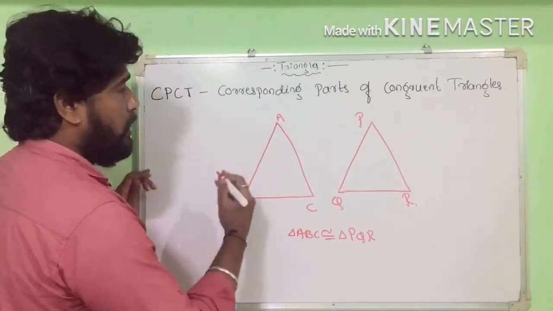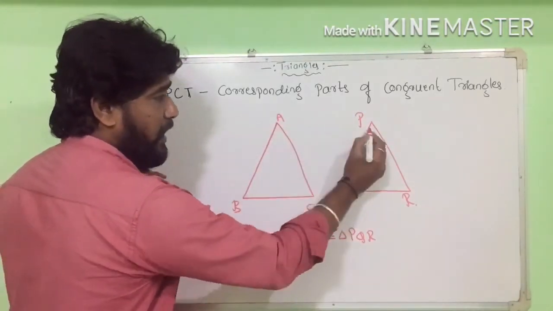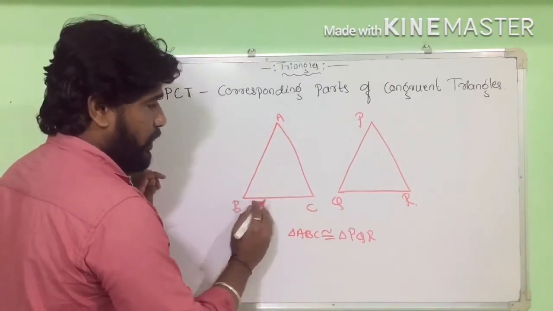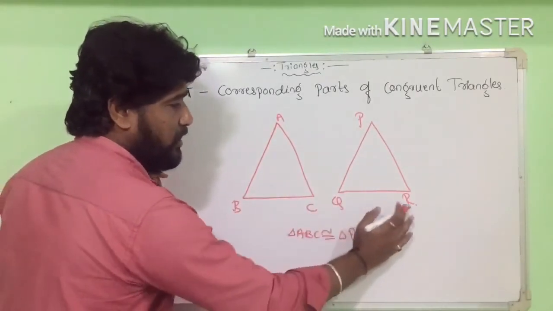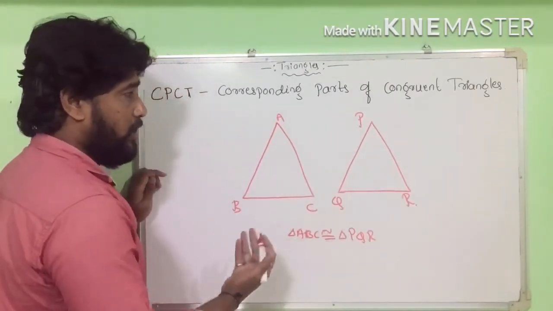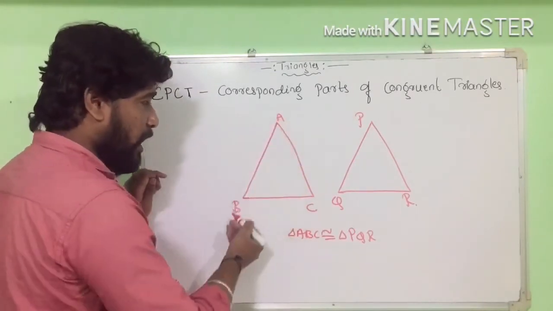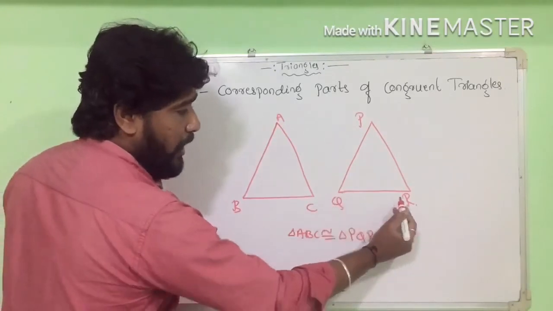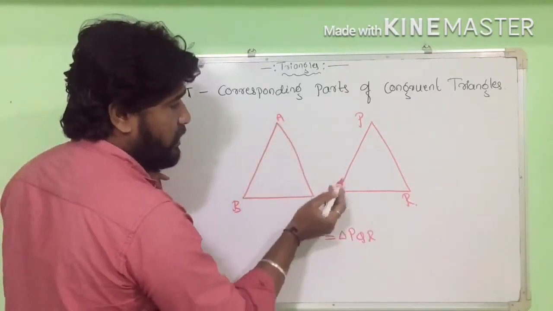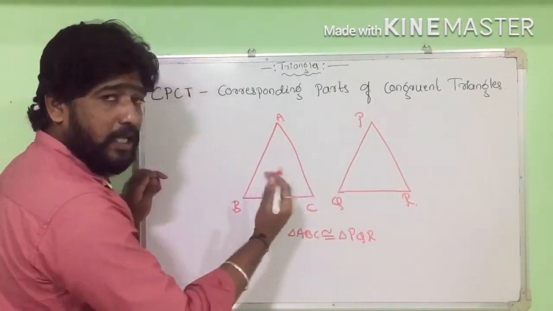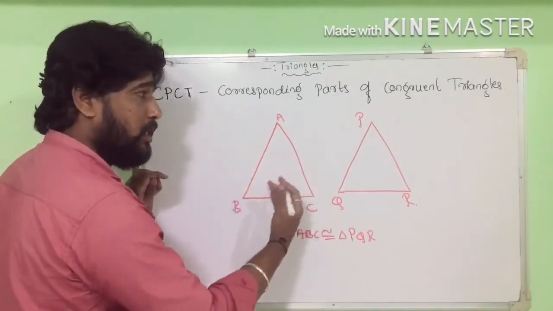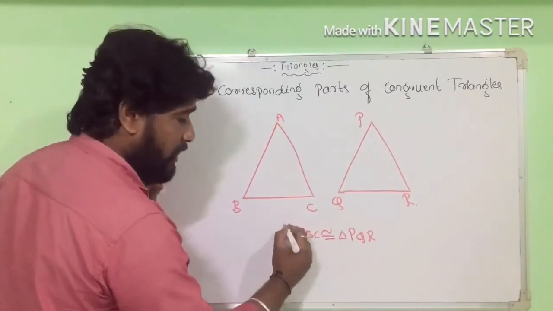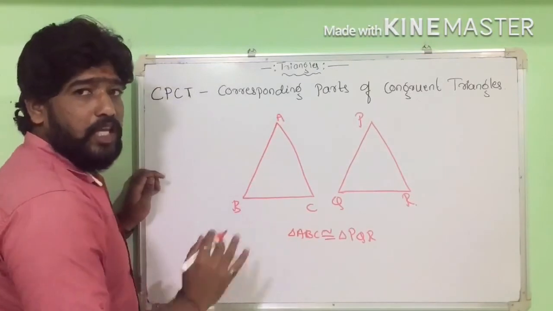Corresponding parts means angle A is equal to angle P, angle B is equal to angle Q, angle C is equal to angle R. The side AB is equal to side PQ, side BC is equal to side QR, side AC is equal to side PR. These are the corresponding parts. These corresponding parts are equal if the two triangles are congruent to each other.